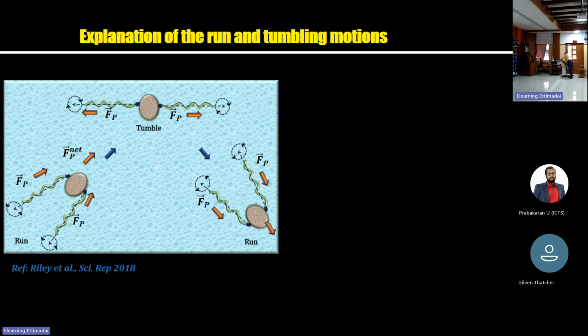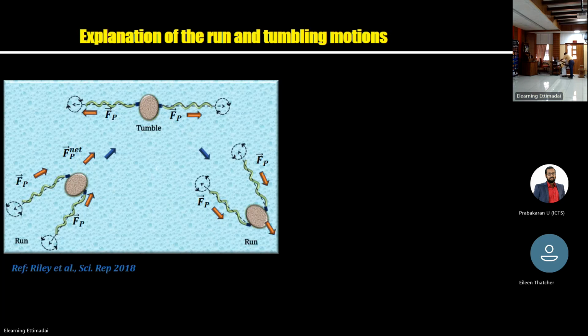If you see in the run motion, you can understand that each and every filament is producing one propulsive force. This force is acting in that direction, and this filament is also acting in that direction. If you do a vector calculation, you can see there is some net propulsive force definitely acting in the forward direction, and for that the bacteria move forward.